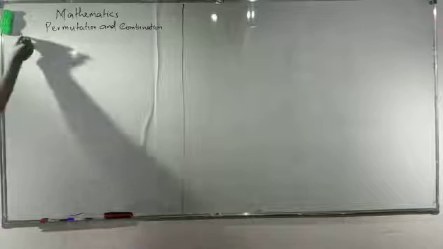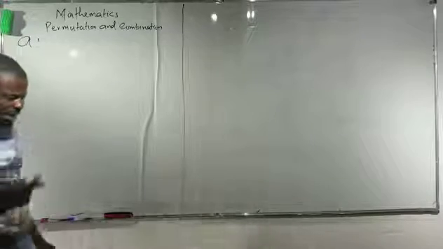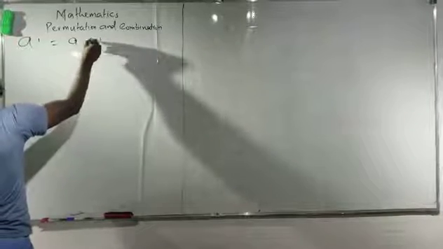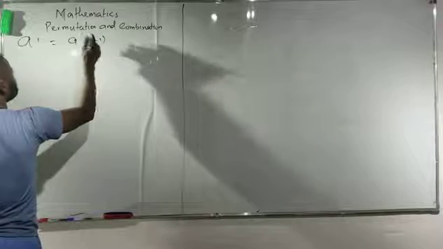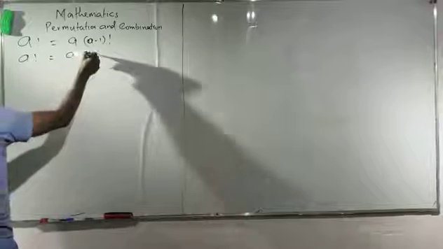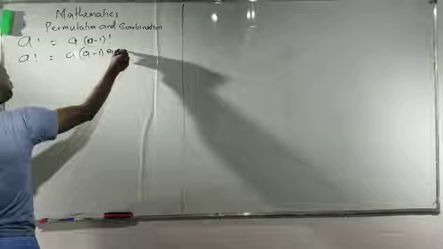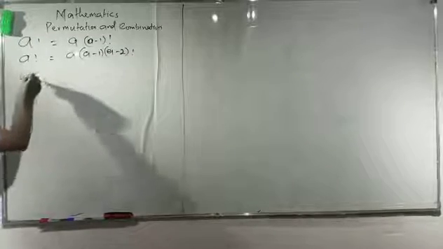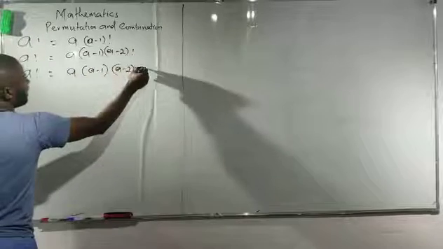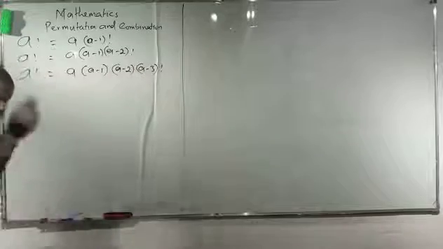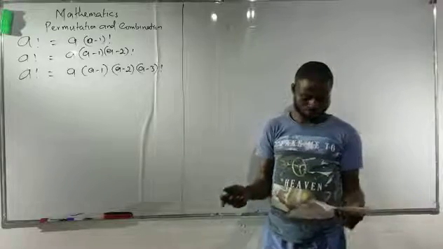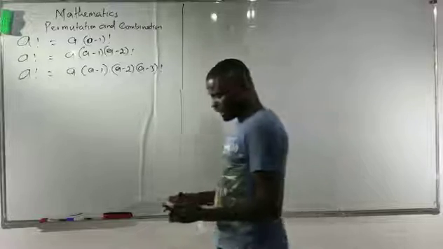anytime I have a factorial, because we have been using n, it can also be written as a minus 1. We are used to n. I can write this as this. I can also write it as a minus 1, a minus 2 factorial. I can also repeat the a and have a minus 1, a minus 2, a minus 3 factorial, depending on what I'm working on. That is just what I want us to know there.